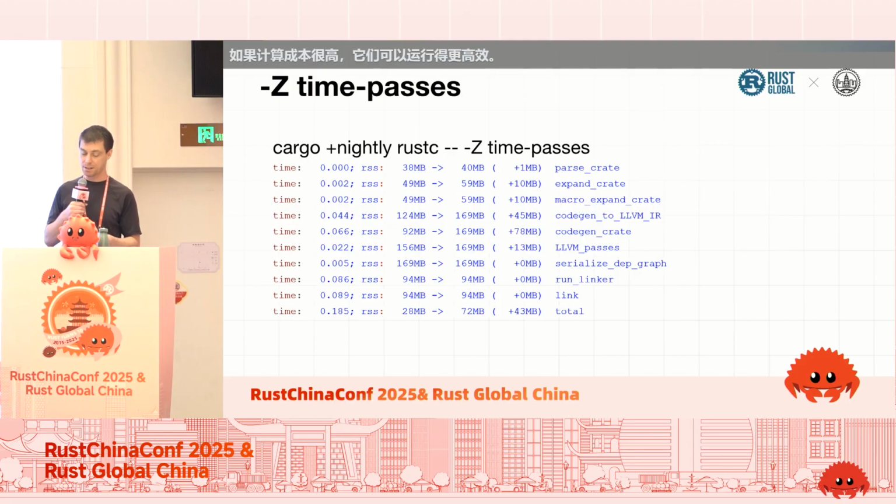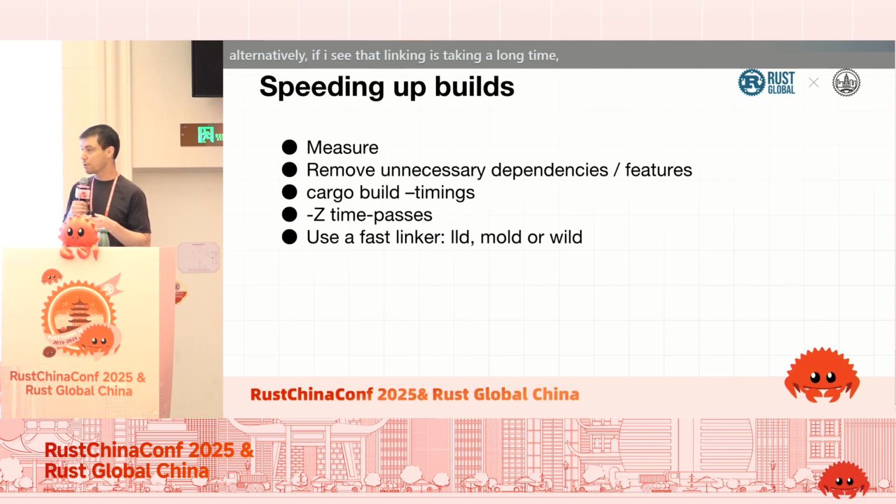Alternatively, if I see that linking is taking a long time, you should switch to a faster linker if possible. So there's several fast linkers available for Linux. The good news is that LLD is going to be made the default from 1.90, so even if you do nothing, you'll get a faster linker there. Or you could also check out Mold or the linker I've been writing, Wild. But benchmark them and see how they go on your machine with your program.